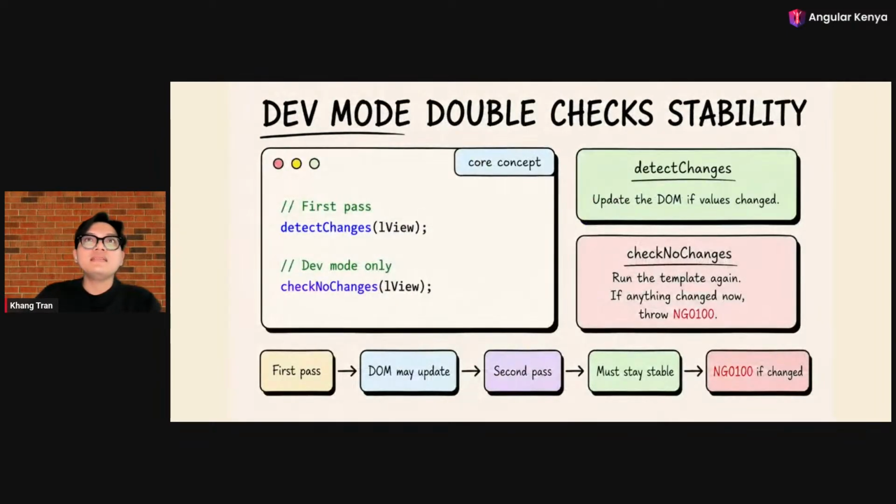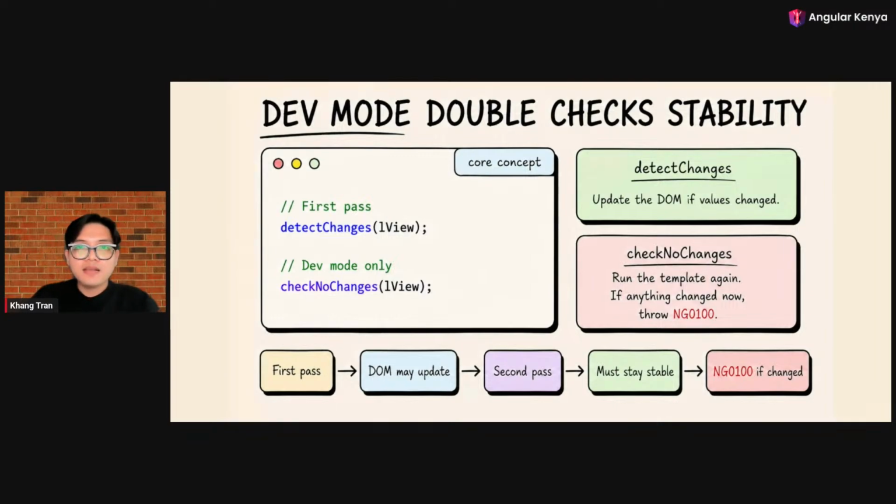In development mode, Angular does not stop after the first pass. It asks one trigger question: if Angular runs the template again, do the bindings still produce the same value? To answer that, Angular immediately runs the template function one more time after the first pass. In dev mode, it also runs checkNoChanges.